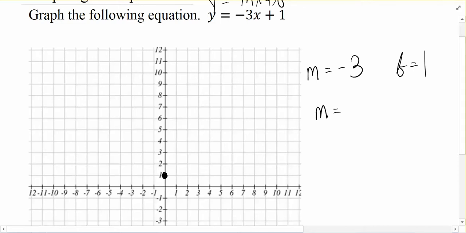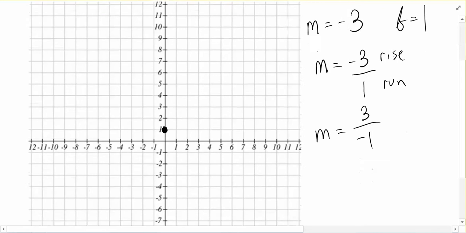Now the slope of negative 3 can be thought of in one of two ways. We can either think about it as negative 3 over positive 1, or positive 3 over negative 1. In the first case, if we think about rise over run, then that's telling me to go down by 3, 1, 2, 3, but to go right by 1. And I could do that again if I wanted, down 3, right 1.